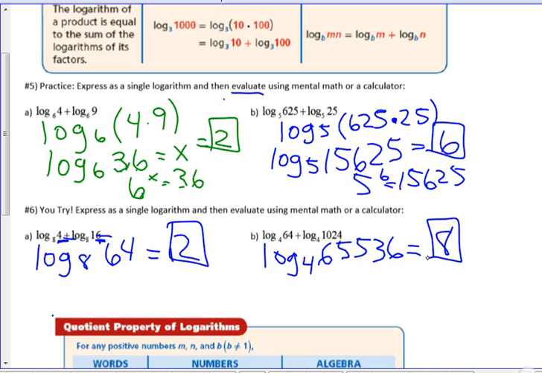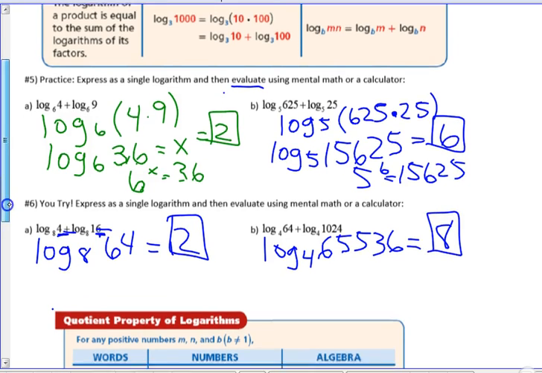Beautiful. All right, so how do we like the product property? Good. You see how it's connecting to those exponential properties as well? Same base, we got to add those exponents. Here, same base, we get to multiply. Remember how these are inverses of each other? Okay.